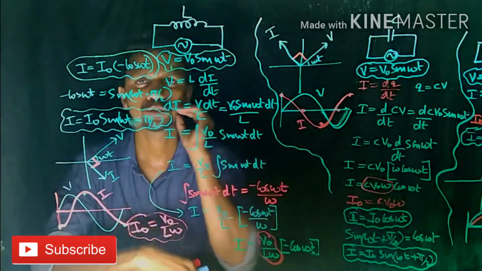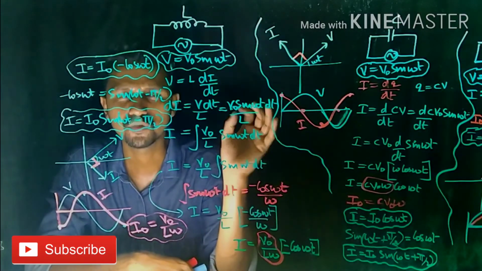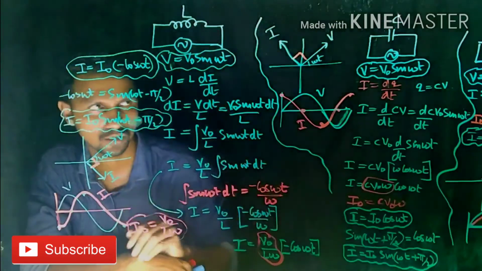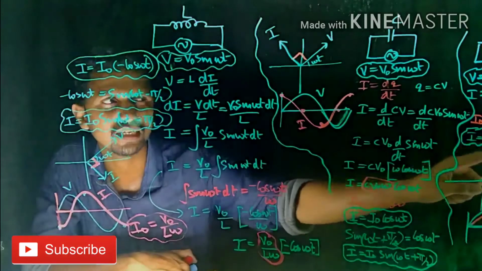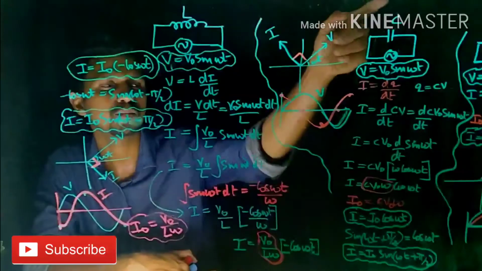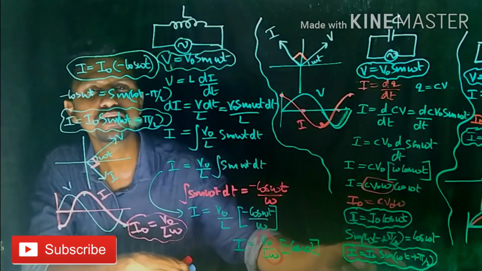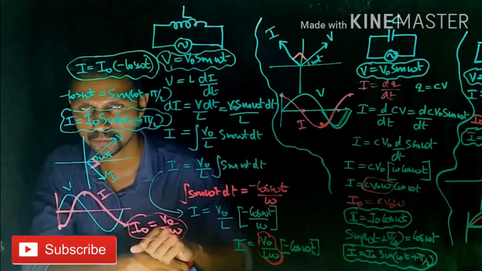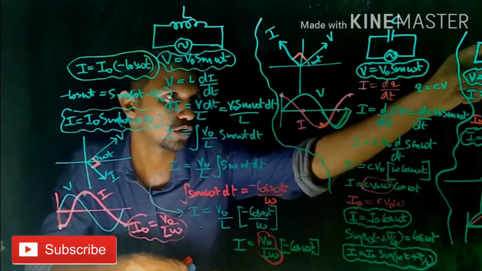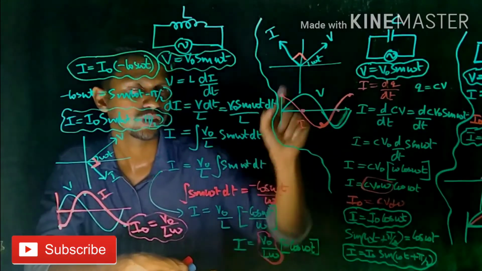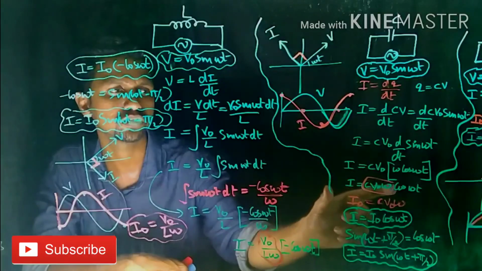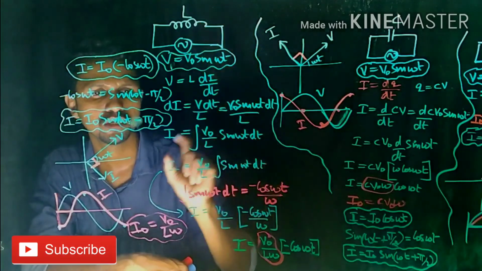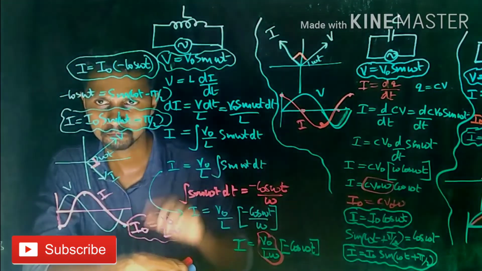Now we are clear about what happens if an alternating voltage is connected to a resistor only circuit, capacitor only circuit, and inductor only circuit. In a resistor only circuit, the current is in phase with voltage. In a capacitor only circuit, the current is leading by an angle of pi by 2. In an inductor only circuit, the current is lagging by an angle of pi by 2. The peak value of current in a resistor only circuit is I0 = V0 by R. In a capacitor only circuit, I0 = C V0 omega. In an inductor only circuit, I0 = V0 by L omega. Hope it is clear.